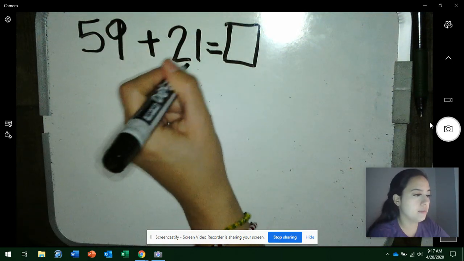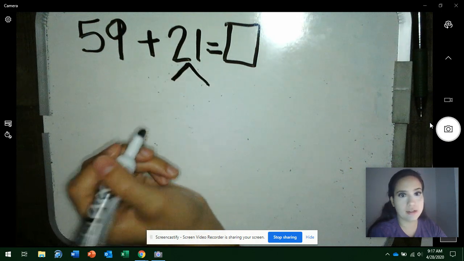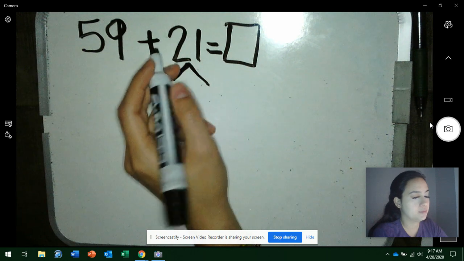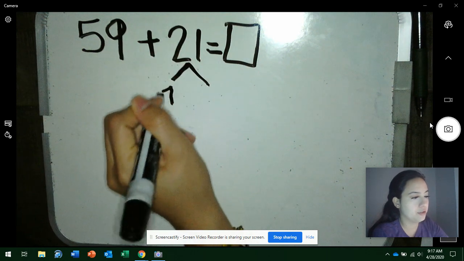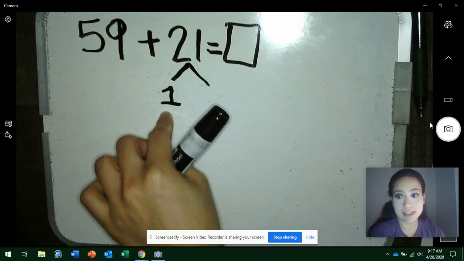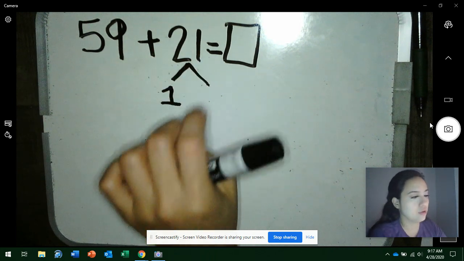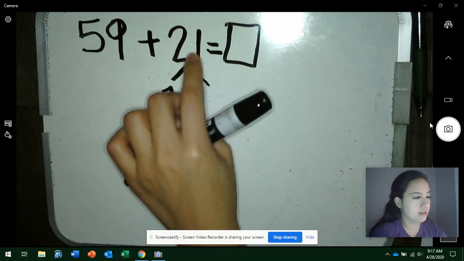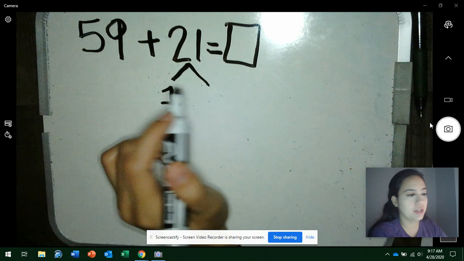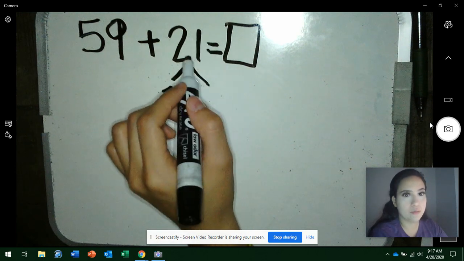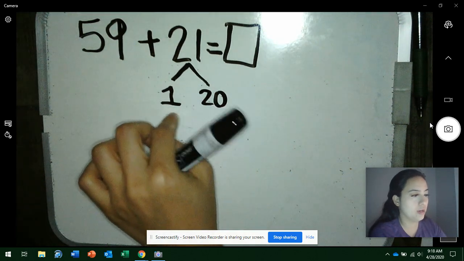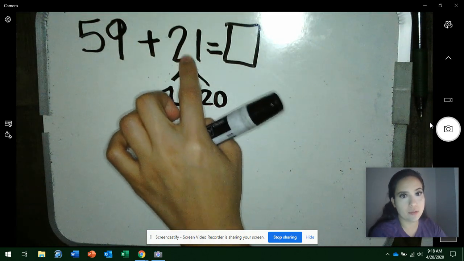So that means we're going to borrow that one from 21. That means we're going to break apart 21. So for sure, we know that one of the parts has to be a 1 because 59 needs 1 to get to 60. So 1 plus what number gives us 21? Well, since we took away the 1, we know that there's 2 tens left, so it's 20. So 1 plus 20 gives you 21.